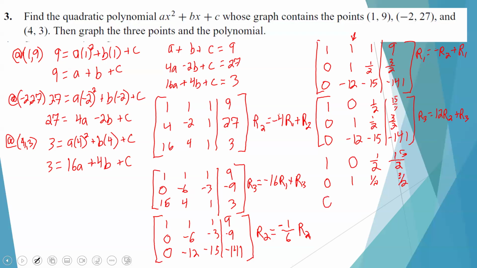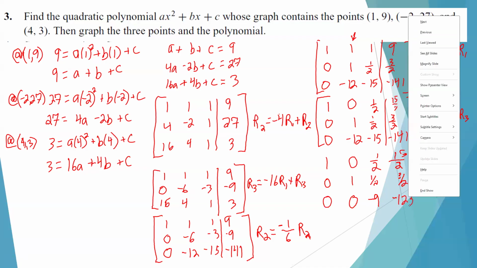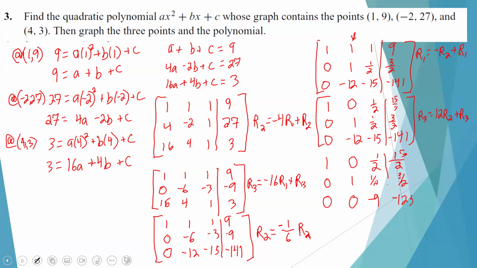So we're going to get 0. That was the goal. We're going to get 0. That's beautiful. 12 times R2. That's going to be 6. And then negative is going to be negative 9. And then this is going to be, yeah, 6 times 3 is 18. So this is going to be negative 123. Okay. Great.